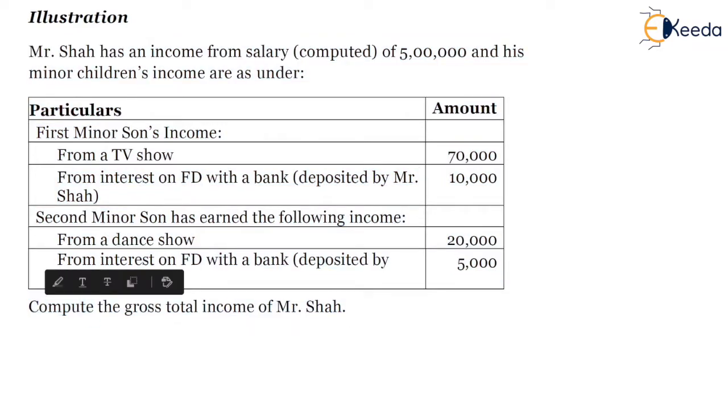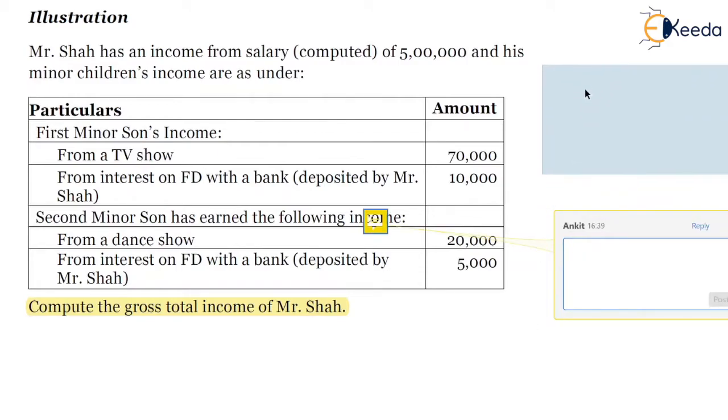So friends, here there are two minor sons, okay, and apart from it, what needs to be seen is the income of the wife of Mr. Shah is not mentioned over here, correct? So we will assume that the marriage has persisted and the income of Mr. Shah is greater as compared to Mrs. Shah, and thereafter only we can club the minor son's income with Mr. Shah. And also we will have to assume that this is the first year of clubbing of income, correct? So the set of assumptions will have to be mentioned in the solution as well while answering this question.